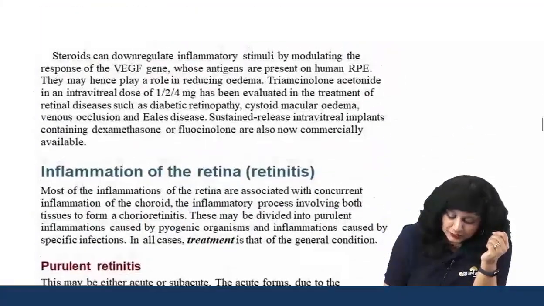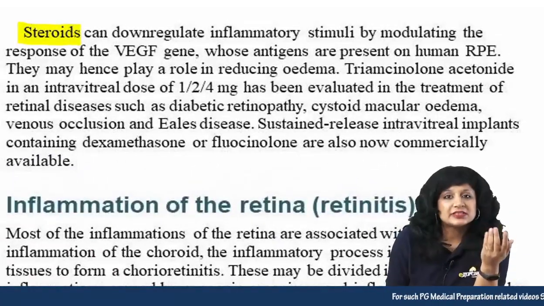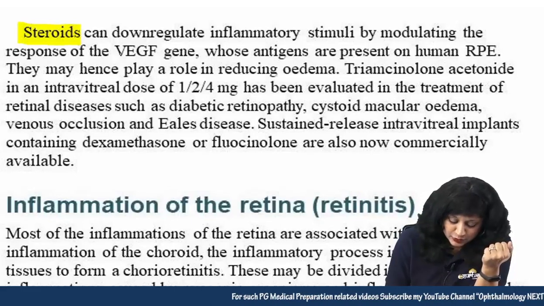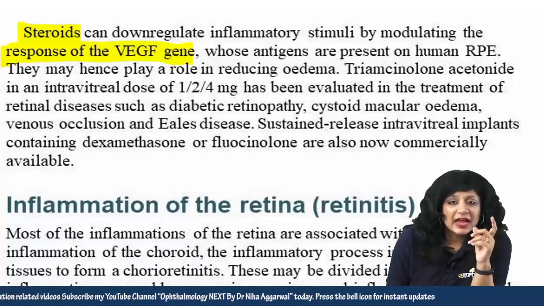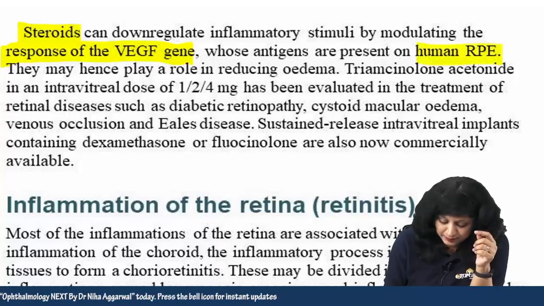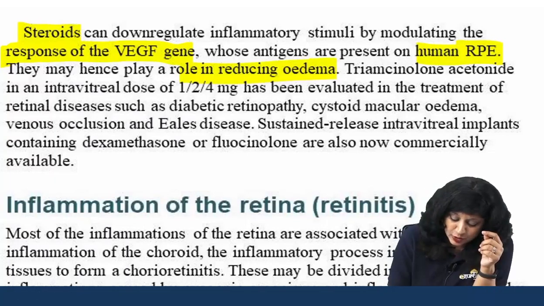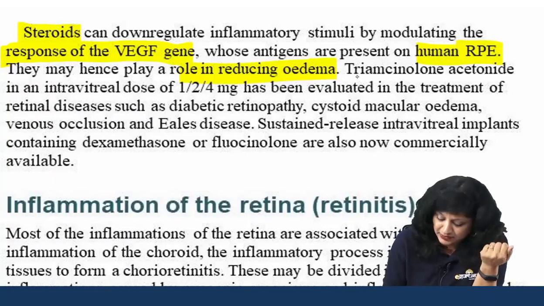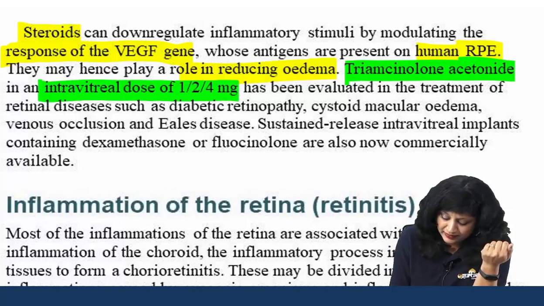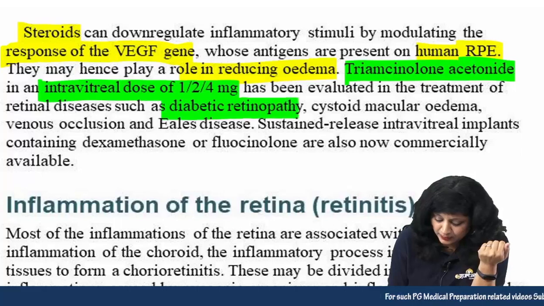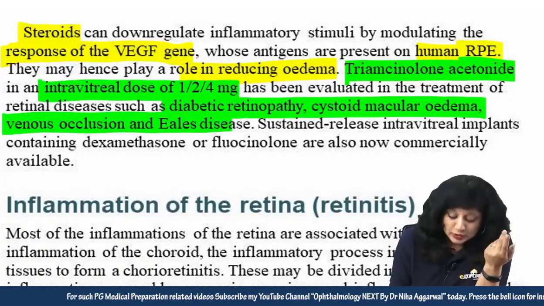Alright. Now, if you talk about the second thing, that is your steroids. So, steroids can obviously downregulate the inflammatory stimuli. They are modulating the response of the VEGF gene, and these receptors are present on the human RPE. They may hence play a role in reducing the edema. If I talk about these steroids specifically, we are using triamcinolone. The intravitreal dose of 1, 2 or 4 milligram has been evaluated for diabetic retinopathy, cystoid macular edema, venous occlusion, Eales' disease.